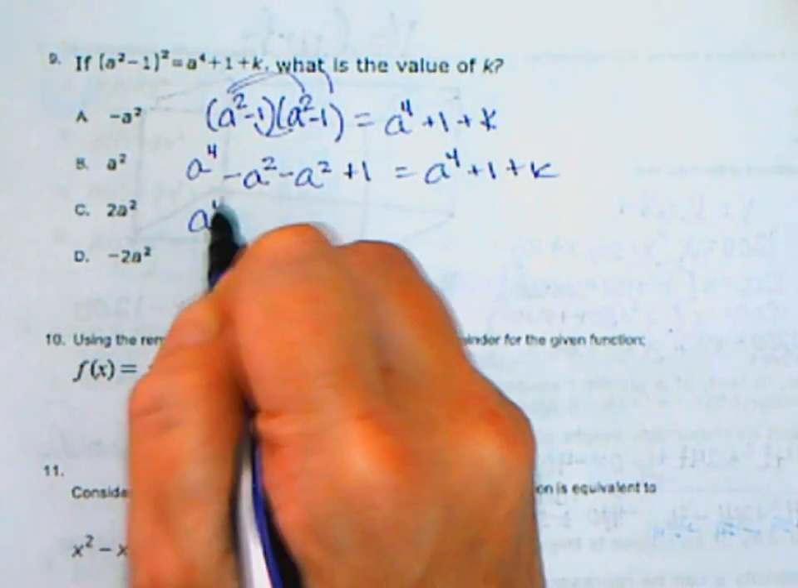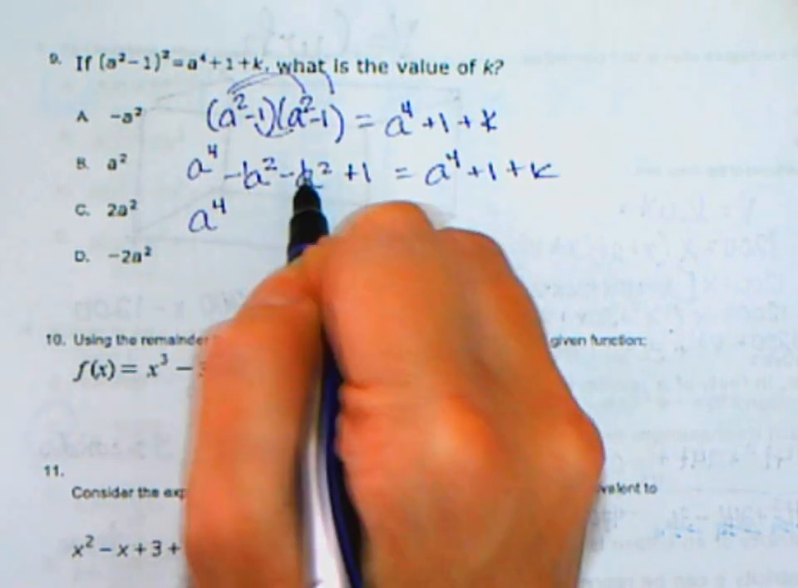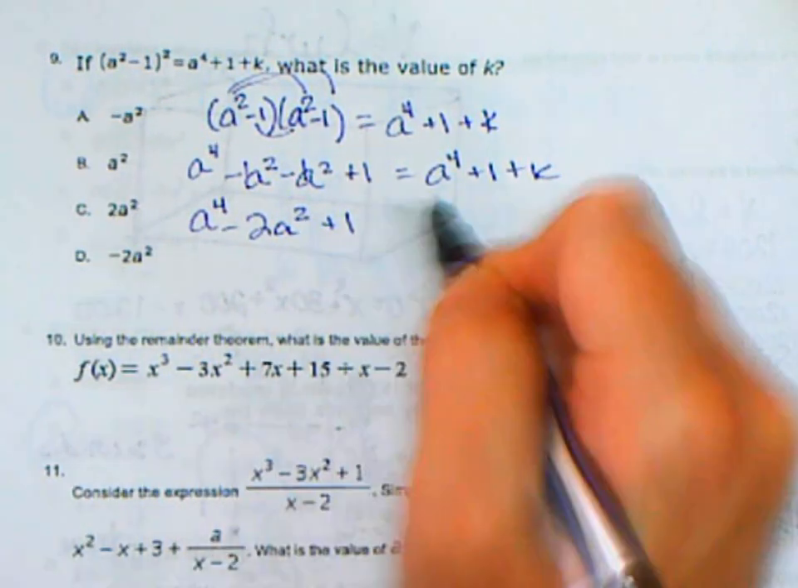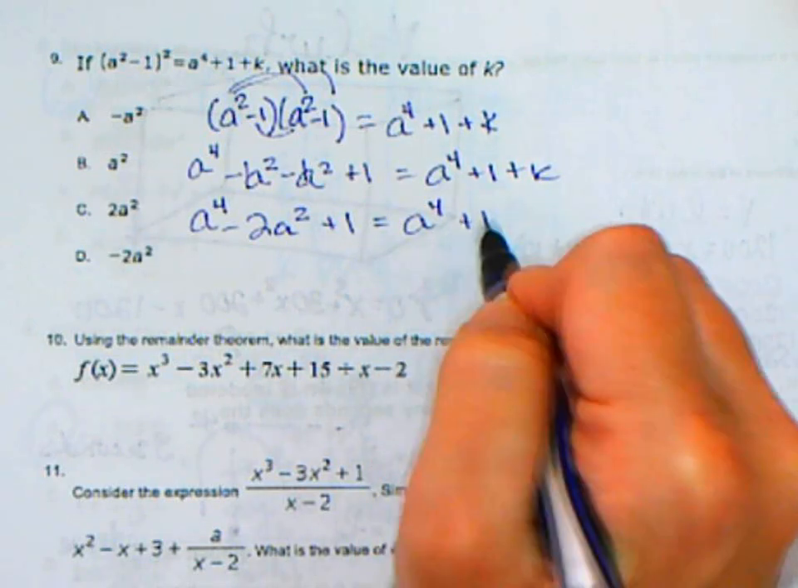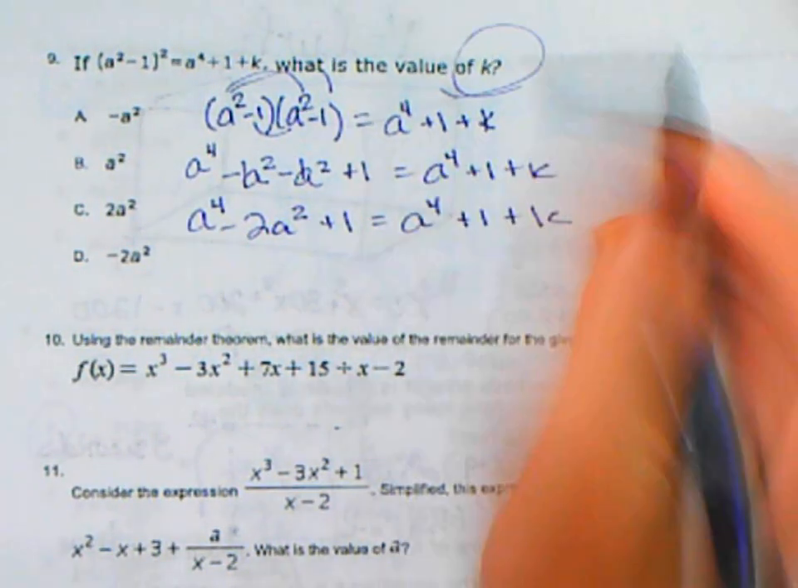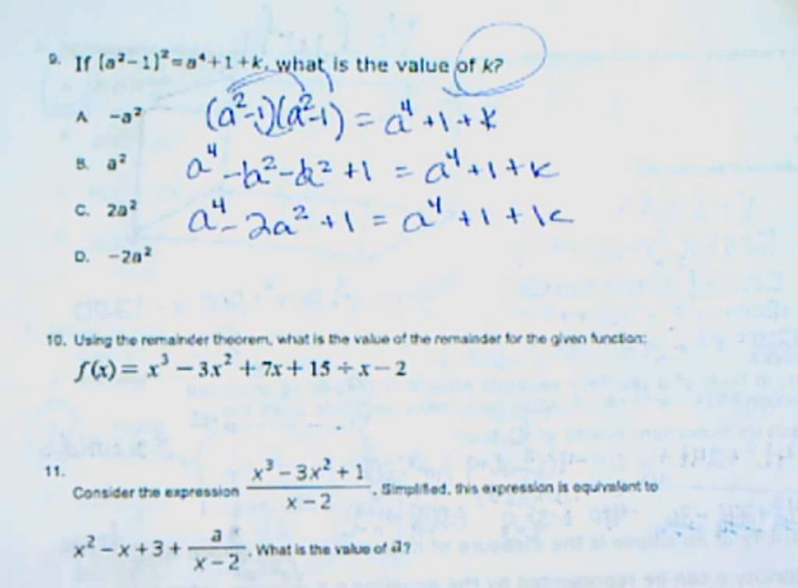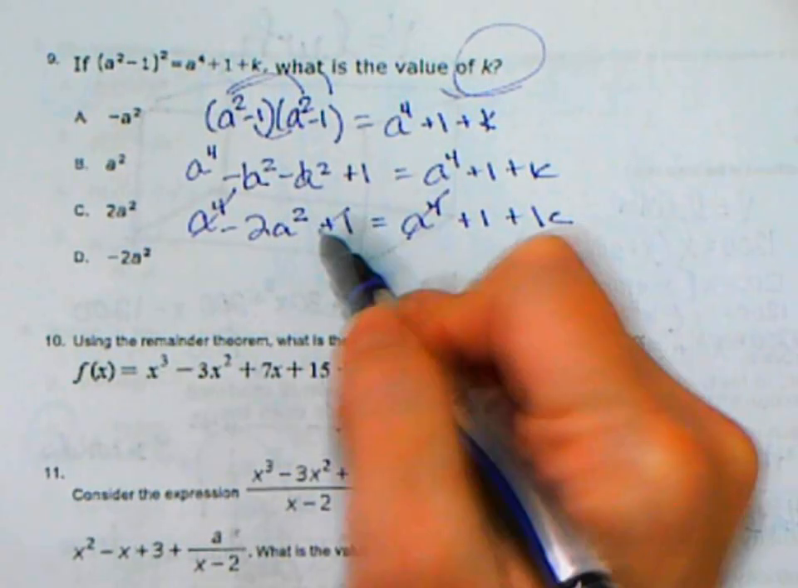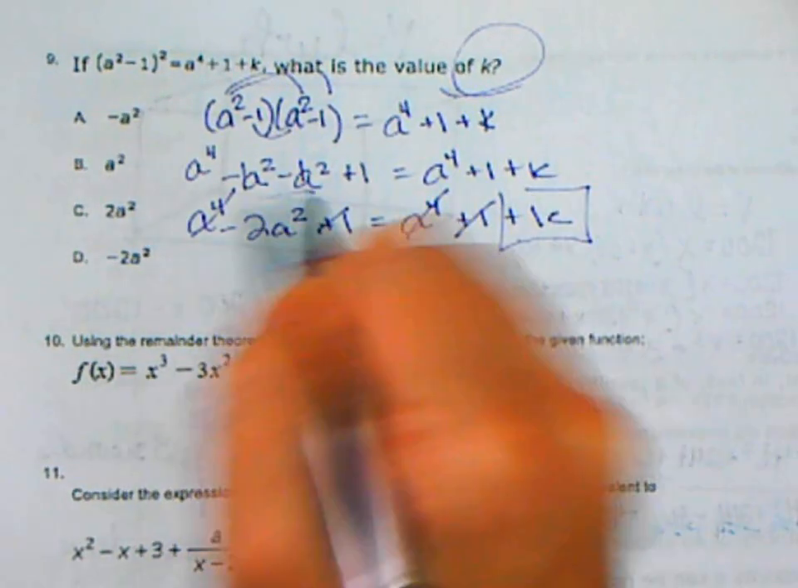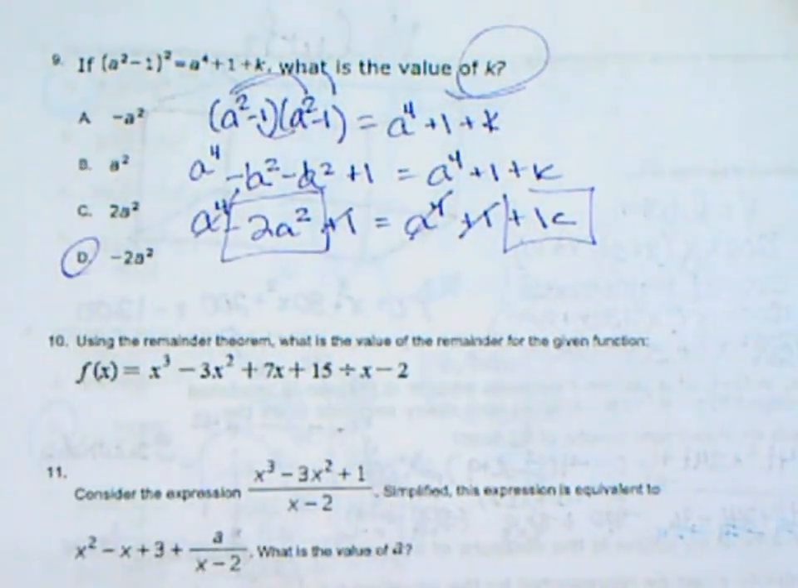So I have a to the 4th minus 2a squared plus 1 equals a to the 4th plus 1 plus k. They want to know what the value of k is. What do you think the value of k is? Negative 2a squared, right? Because a to the 4th is that, plus 1 plus 1. So the k must be negative 2a squared. I've never asked y'all a question like that, but we could figure it out, right? Cool beans?